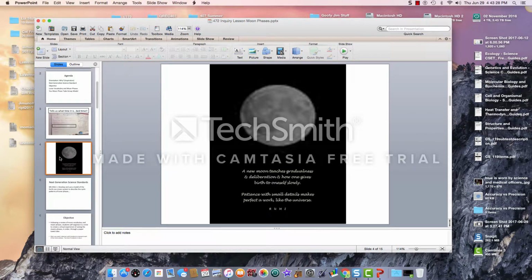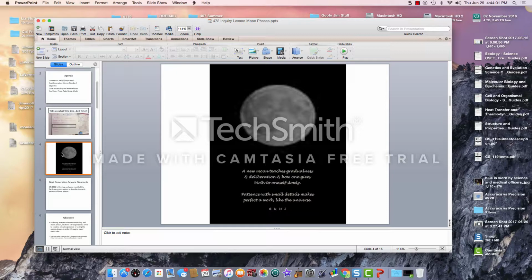Alright, still trying to learn Camtasia here, but in preparation for our lesson tomorrow, first of all, I want you to think about this image here from Rumi, a poet, at least related to Rumi, and this is the new moon. It is not white, it is gray, it's dull, it's not yet illuminated, it's brand new. And the new moon teaches gradualness, deliberation, and how one gives birth to oneself slowly.